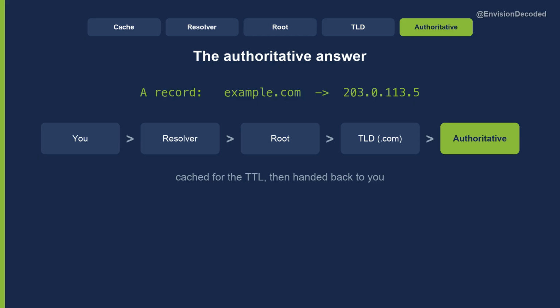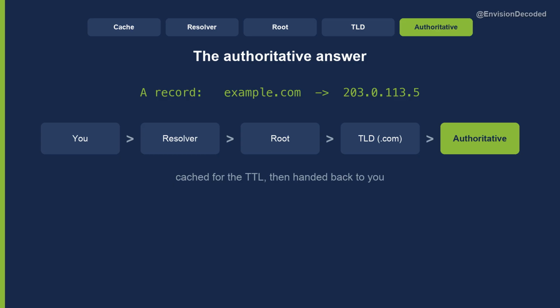Finally, the resolver reaches the authoritative server, the one that truly holds the records for example.com. It answers with the actual address, the A record, 203.0.113.5. The resolver caches that answer for next time, governed by a timer called the TTL, and hands the address back to your computer. Now the page can load.